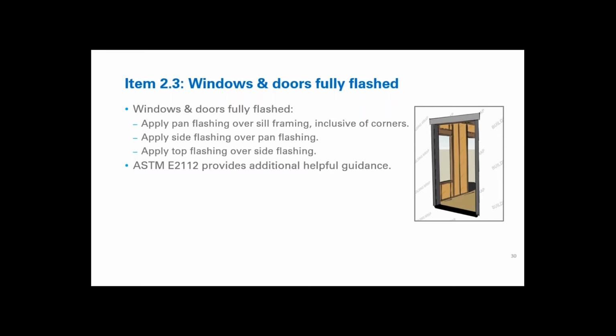So the ASTM standard for this is E2112. That's one good resource for helpful guidance. But regardless, you need to make sure you flash in this order. You start with the pan flashing over the sill framing, inclusive of the corners. That's step one here. Then you apply side flashing over the pan flashing.